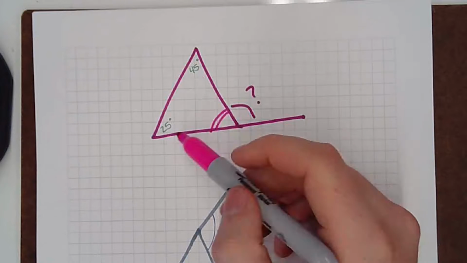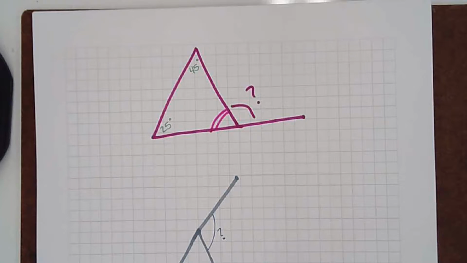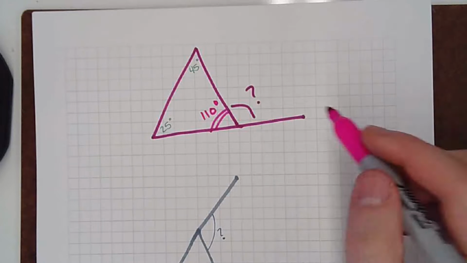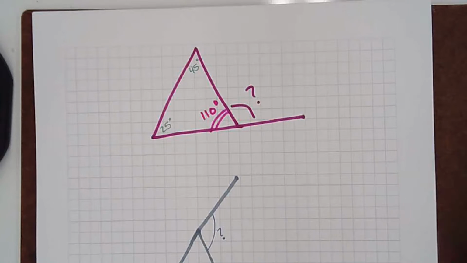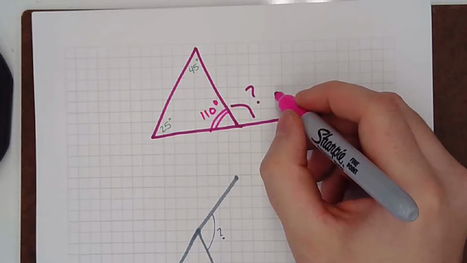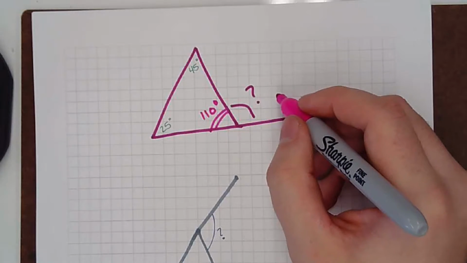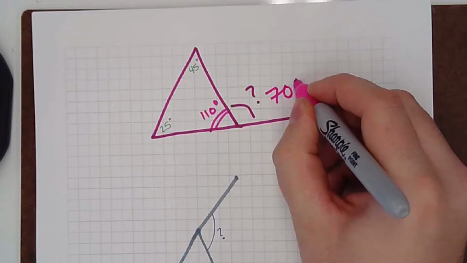Gotcha. So 25 plus 45 is? 70. And we subtract it from 180 and we get? 110. 110 degrees, which means this angle must be what? Well, since it's a linear pair, according to the linear pair theorem, could it be like 70 degrees? That's exactly 70 degrees. Well done.